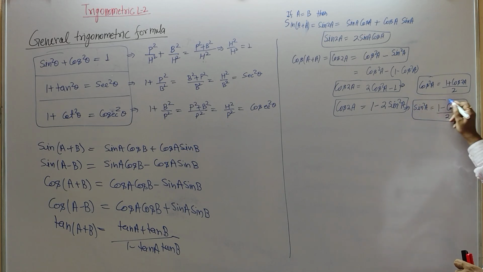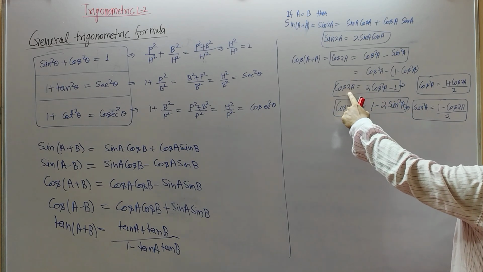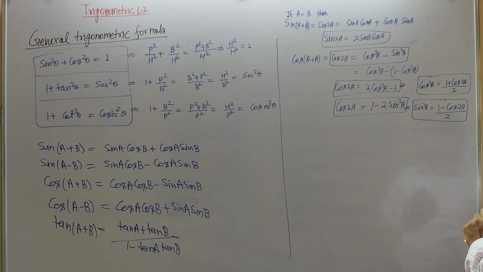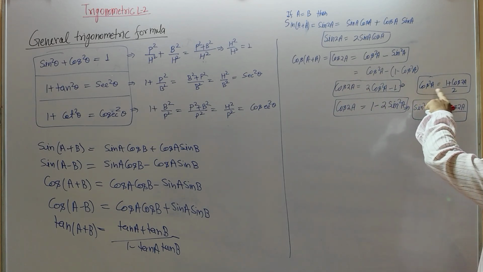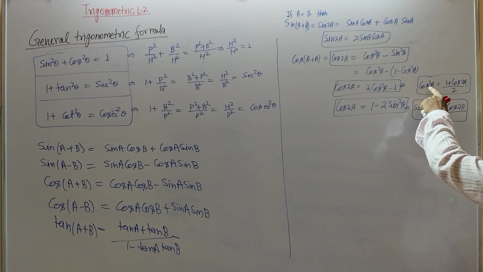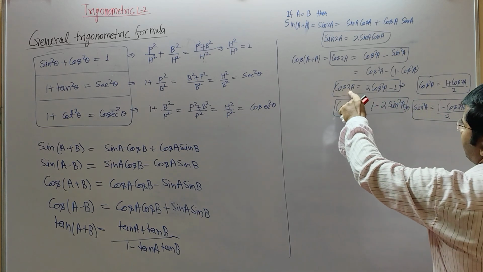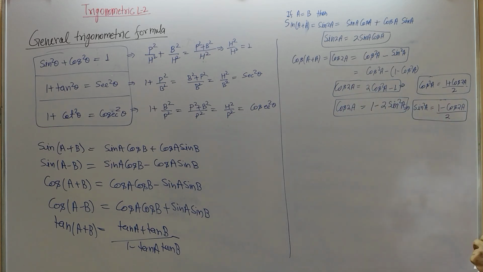So if you want to reduce the angle to a half angle, use cos 2A equal to 2 cos square A minus 1. If a higher angle is given and you want a smaller angle, you can use this one. And if a smaller angle value is given and you want a higher angle, you can use this one. So this is how you can relate them.